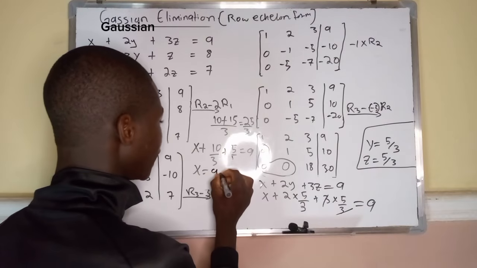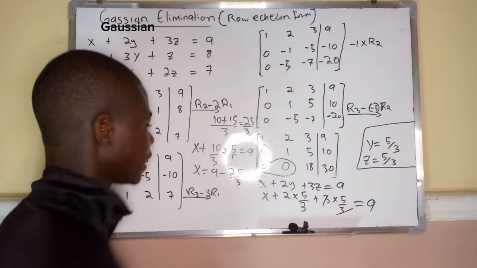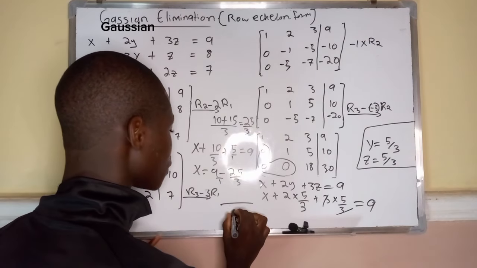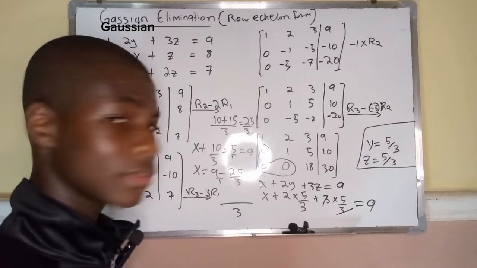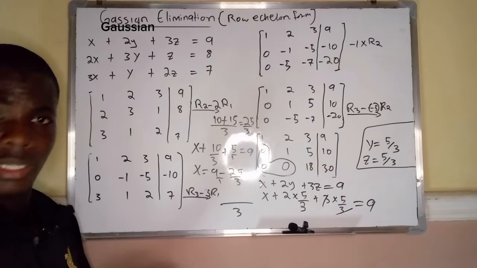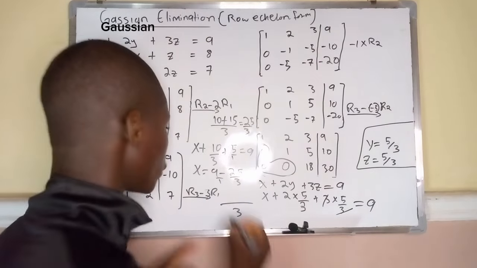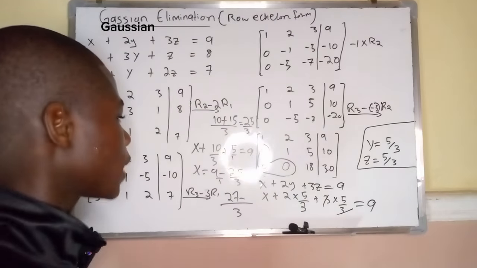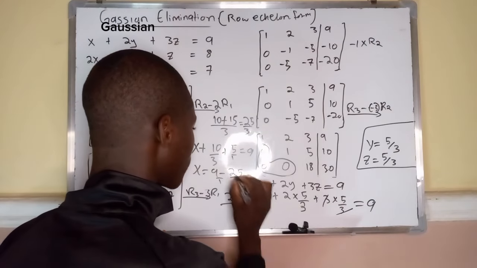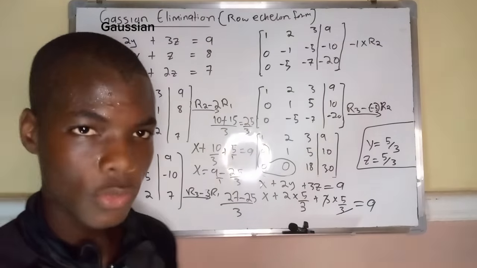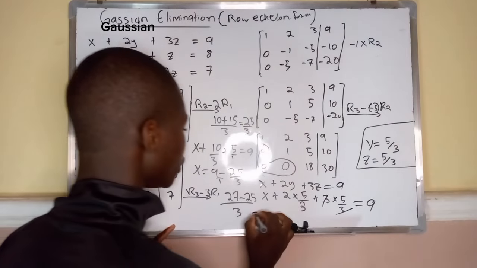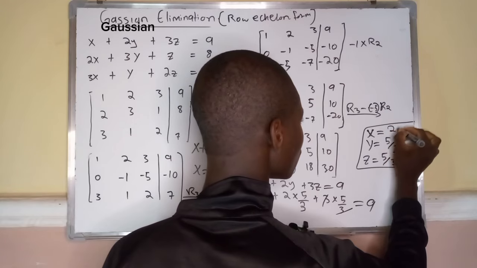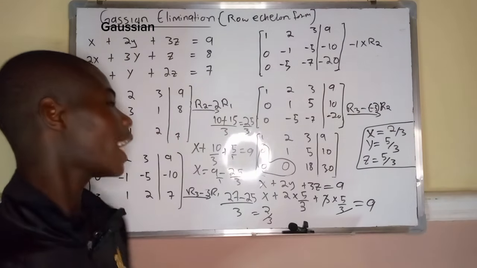So therefore I'm having 9 minus 25 over 3. Again, the LCM is 3. 3 multiplied by 9 is 27, minus 1 times 25, which is 25. 27 minus 25 is equal to 2 over 3. So therefore the value of x is equal to 2 over 3. This is the end of this question.